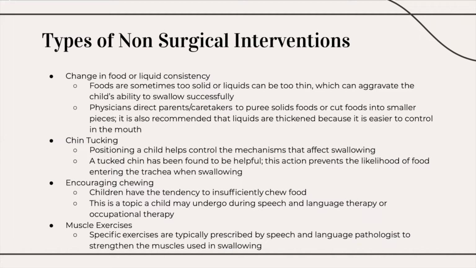Chin tucking. It's a positioning for the child to help control the mechanism that affects the swallowing. So you position their head in a certain way with a tucked chin. And it's found to be very helpful to prevent the likelihood of food entering the trachea when they are swallowing, which in turn helps to prevent choking.